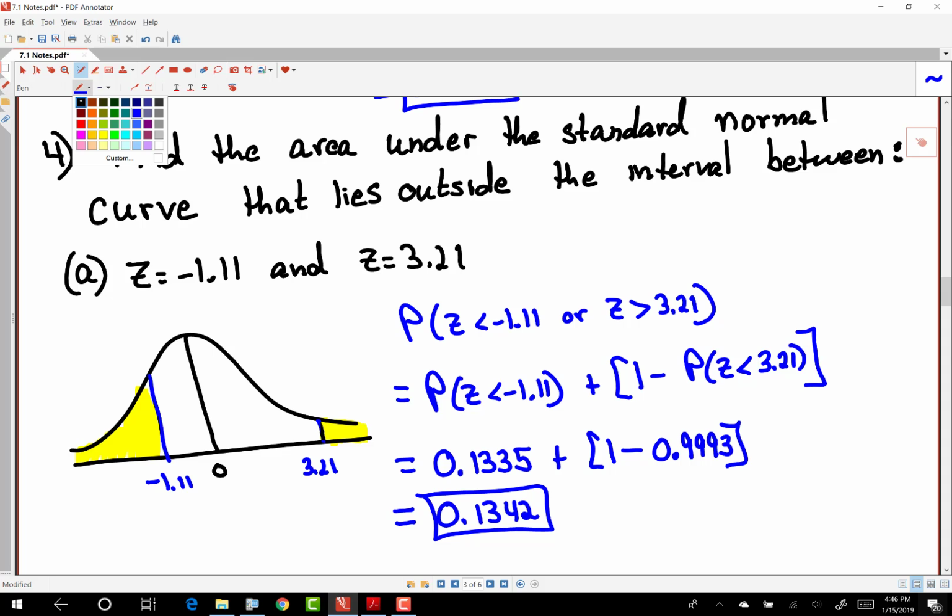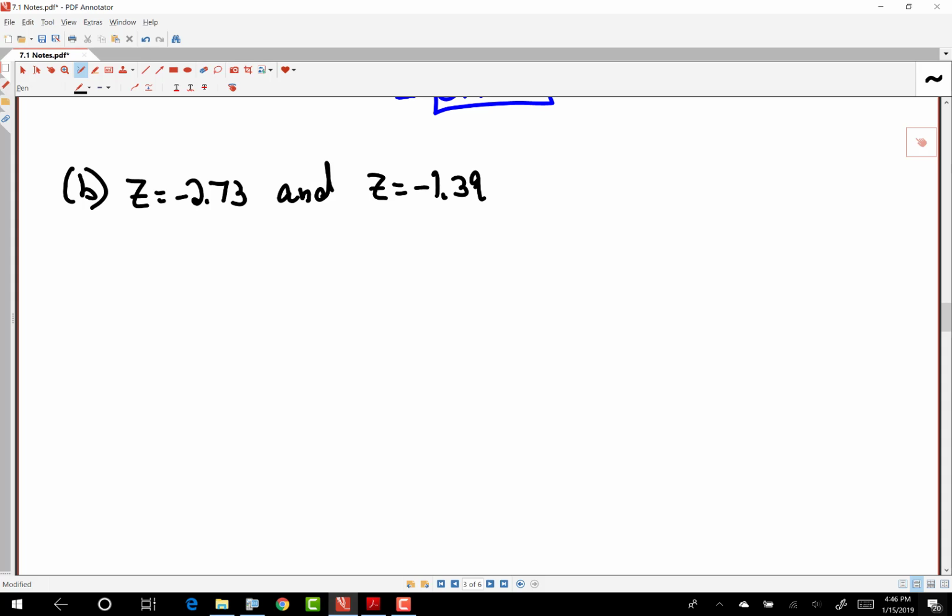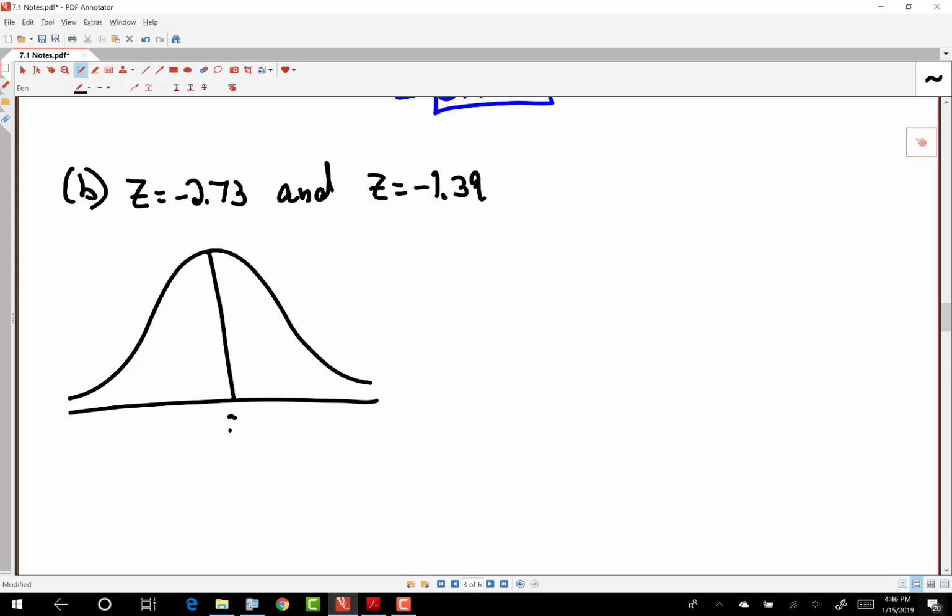Let's do another one of those. Here we're looking at, in the tails, the area outside of z equal negative 2.73 and z equal negative 1.39. So we have the mean here at 0. Negative 2.73 is going to be roughly about right here, and negative 1.39 will be roughly about right here. Oh, no, it's negative. Wrong place. Negative 1.39 is going to be roughly about right here. And so then we're looking for the area in these two tails.